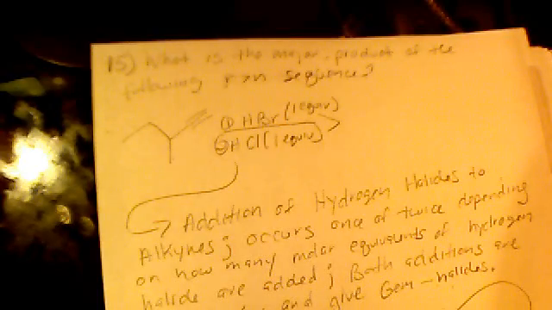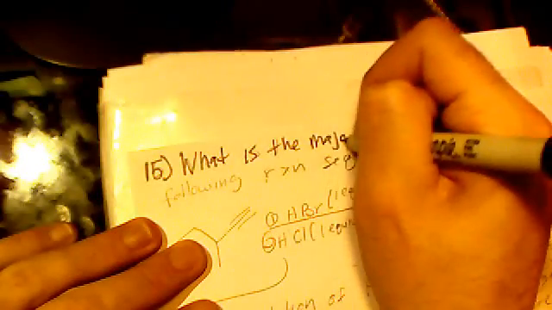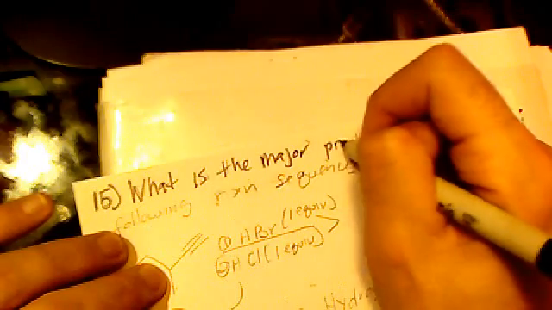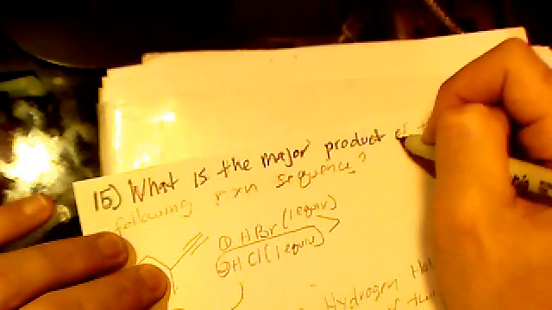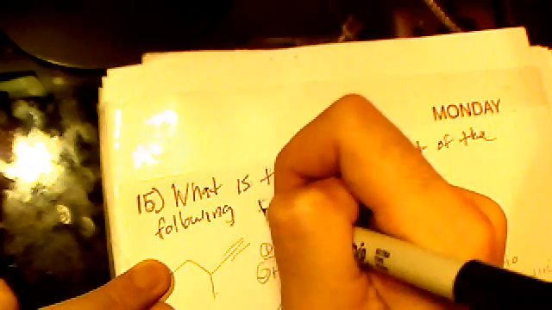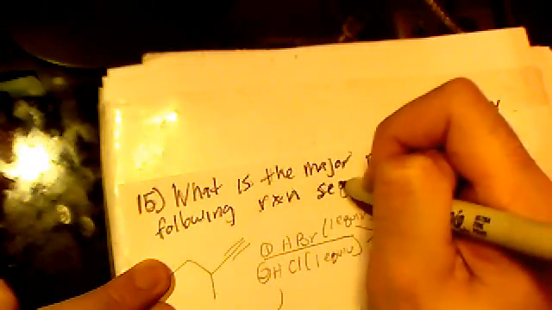Alright, this is number 15 from the practice test. And this is the last one that I'm doing for tonight because I'm tired and I have to go to bed. So it's number 15. It says, what is the major product of the following reaction sequence?